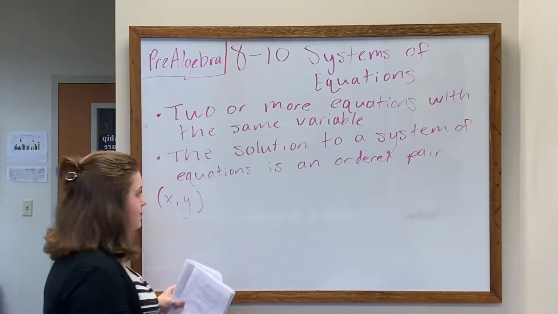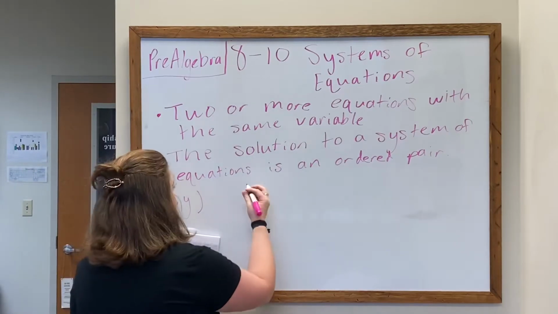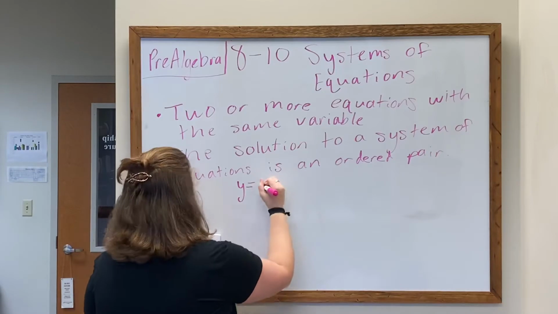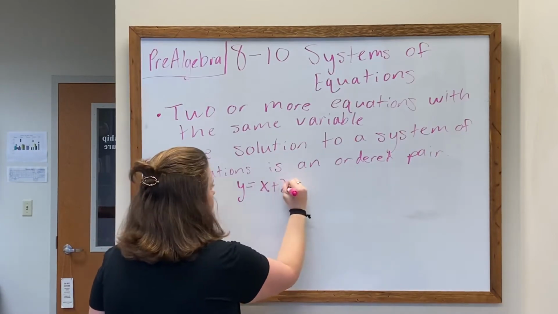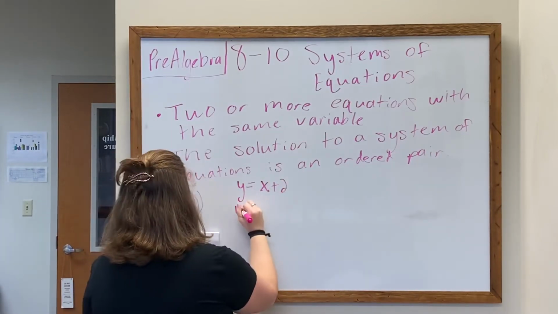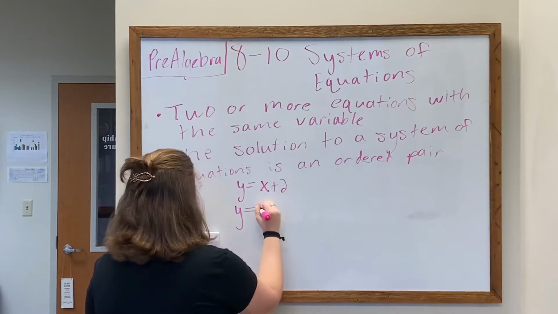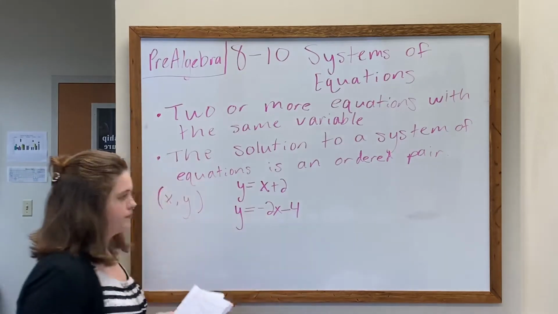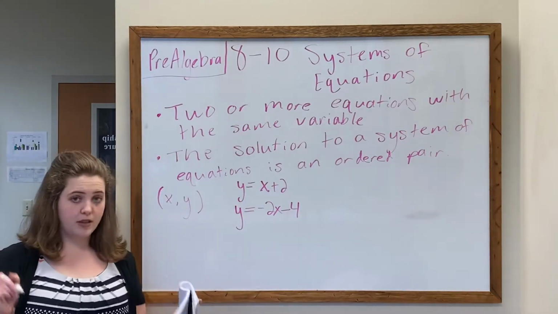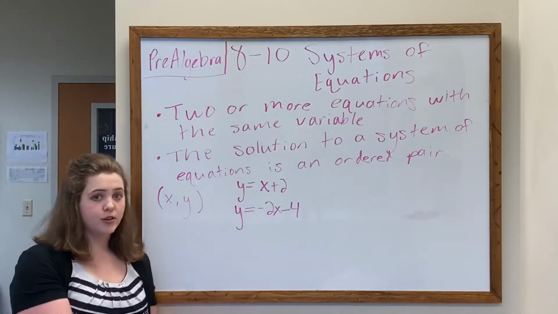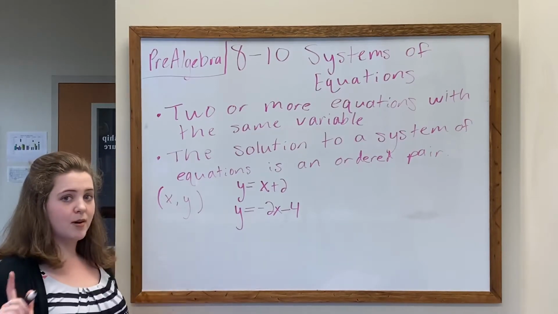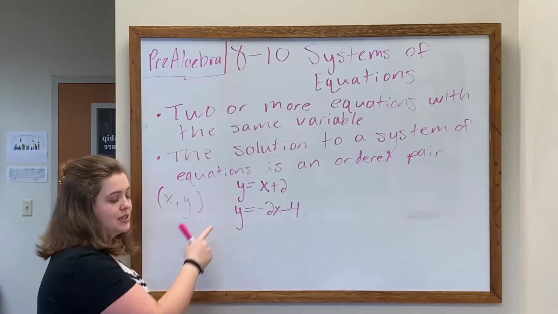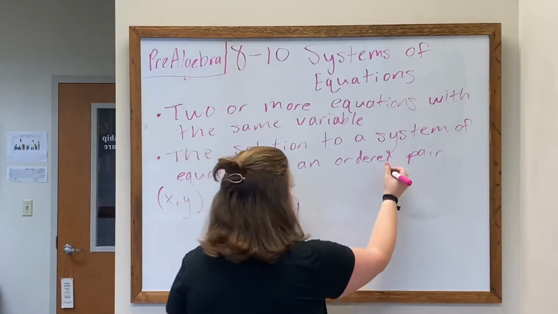Right, so let's practice. If I gave you the equations y equals x plus 2 and y equals negative 2x minus 4. We're going to use our graphing skills just like we have earlier in the chapter, everything we've learned about slope and slope-intercept form. And we're going to graph these two lines. So first things first, let's make our graph.